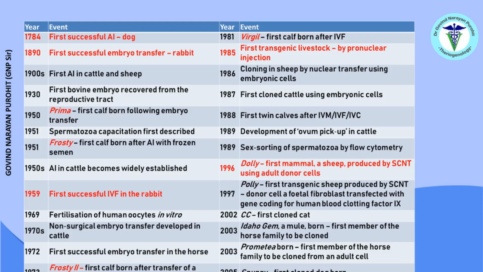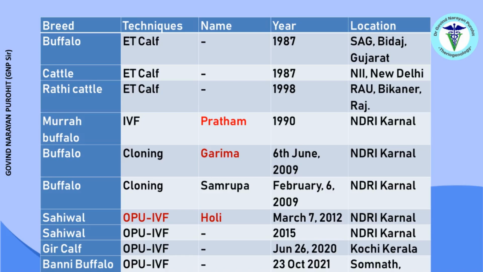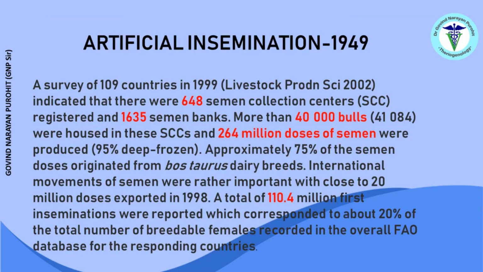The timeline of ARTs showcases significant milestones, from the first successful AI in dogs in 1784 to the cloning of a sheep in 1996. Different breeds and techniques have been used over the years, with notable successes in various locations. Artificial insemination has been a significant advancement since 1949, with extensive data on semen collection and usage across the globe.